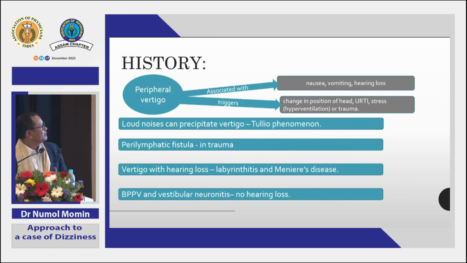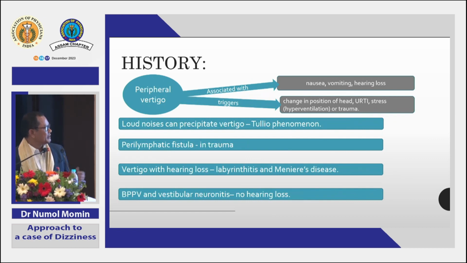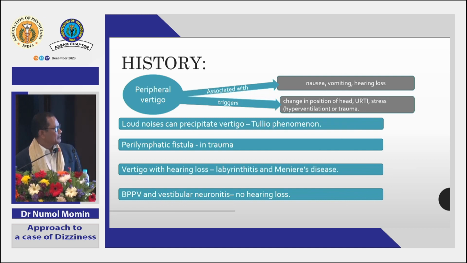You must take this history meticulously so that it helps you to diagnose your vertigo cases. Peripheral vertigo is associated with nausea, vomiting, hearing loss, and triggers during change in position, like upper respiratory tract infection, also stress. Those are the histories you have to take. Then loud noise can precipitate vertigo.